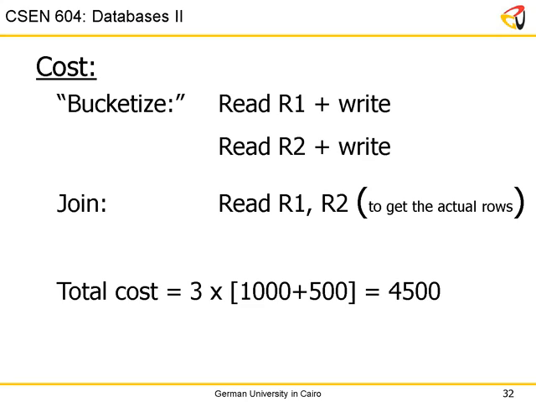So again, let me revise this. If you look at the first line after the title, it says bucketize, read R1 plus write. What are we referring to here? Reading all of R1 to be able to build the hash table, and then writing here means writing the hash table to disk. And then reading all of R2 to bucketize or build the hash table, and then writing these buckets back to disk.